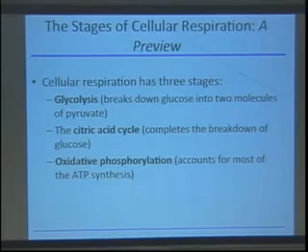And those molecules then are able to enter the second stage of cellular respiration, which is the citric acid cycle. Right? So when these pyruvate molecules enter the citric acid cycle, they're then broken down further. So that completes the breakdown of glucose. And then finally, the third stage is oxidative phosphorylation. This is actually where most of the ATP synthesis is going on.